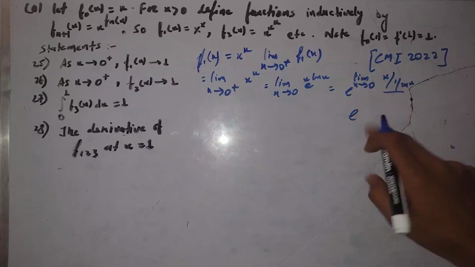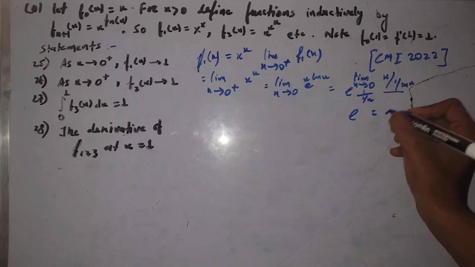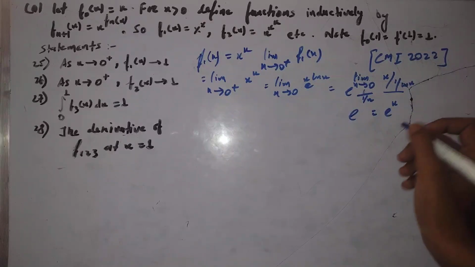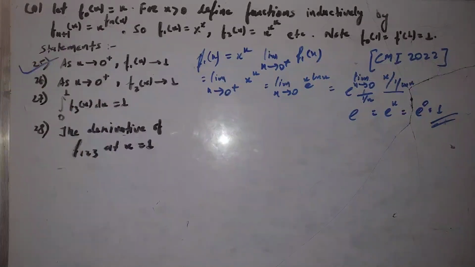So let me write it more precisely. This is e to the power minus x, and at x equals 0, this is e to the power 0, that is 1. So statement 25 is a true statement: as x tends to 0 plus, f1(x) tends to 1. Now let's talk about statement 26.